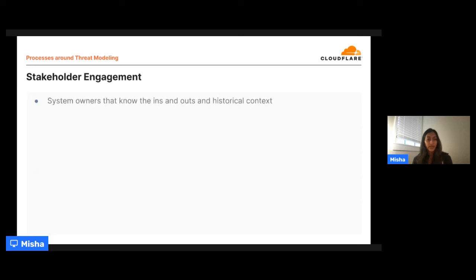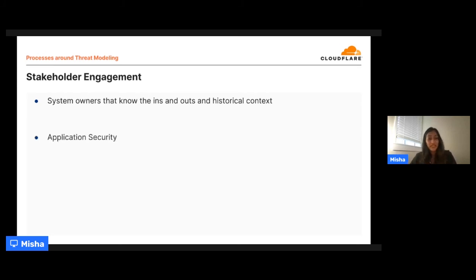Okay, stakeholder engagement. System owners know the ins and outs and historical context. Like I said, a lot of times teams have to scale up really quickly and just get things out of the door. And so that knowledge could be concentrated in one or two people at the company and not really documented or shared anywhere. So it's really important to build good relationships with them and make sure that they're involved in this threat modeling process as well, because ultimately they're going to be able to influence the roadmap in case you have asks for the engineering teams.